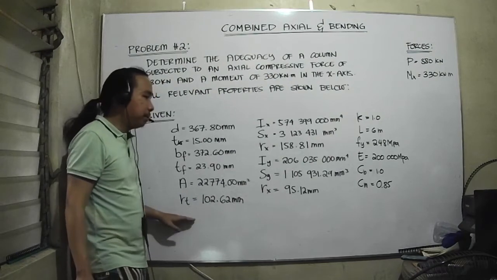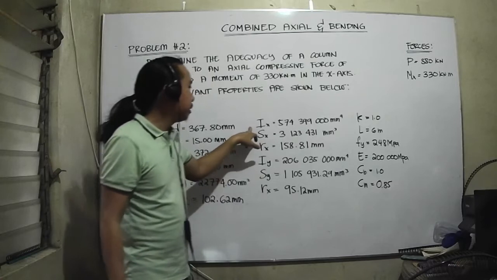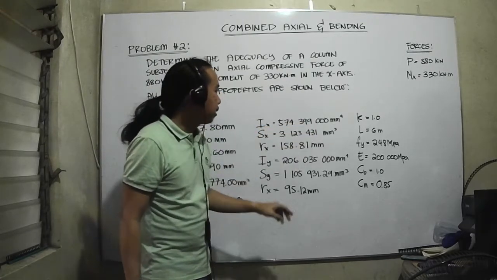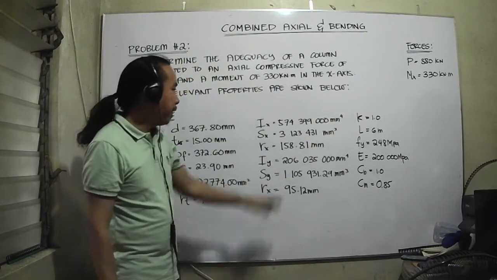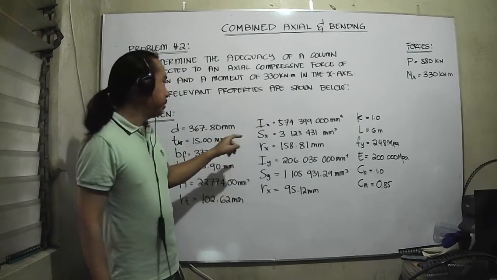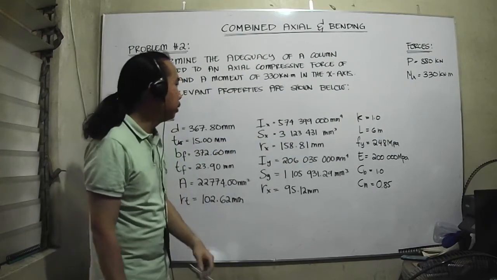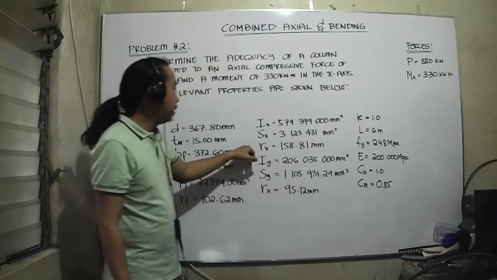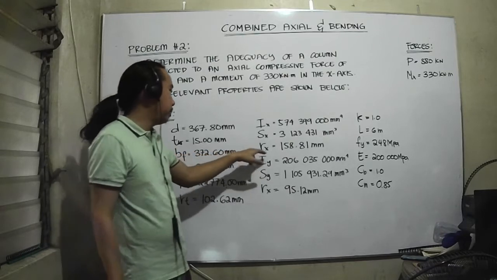That will be used there. We have also the inertia, which is equal to 574,399,000 mm to the 4th power. A bit of a mouthful. So this is our section modulus, which is equal to 3,123,431 cubic millimeters. We have our radius of gyration in the x axis.